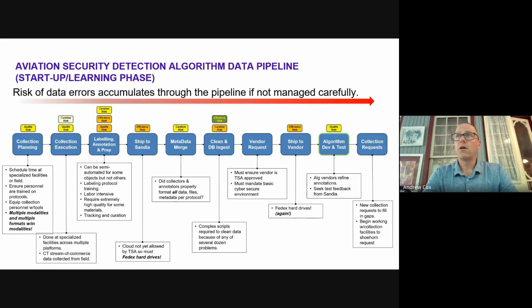Those vendors are then developing their algorithms. And then finally, we'll test those algorithms to see how good they are, and we'll get those algorithms quantified for their accuracy. And then frequently what happens is those same vendors will say, hey, we'd like to make another collection request. We didn't do well on such and such an item, and we need to do better, so we need more data.